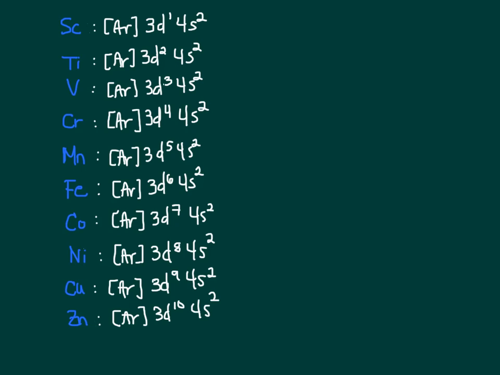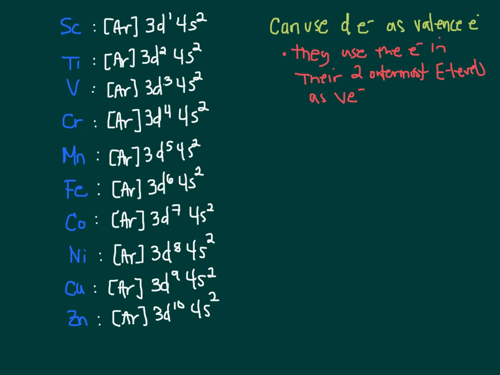But what makes transition metals really interesting is that they are elements that have D sublevels, in the energy level below their outermost energy level. And they're able to actually use those D electrons as valence electrons, which essentially means that they're capable of using the electrons in their 2 outermost energy levels as valence electrons.